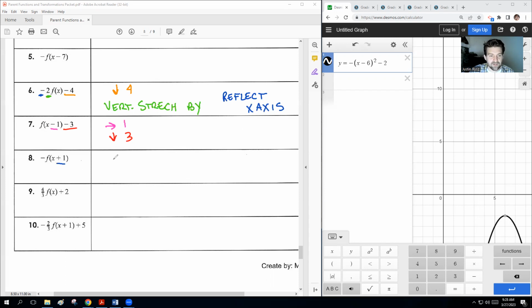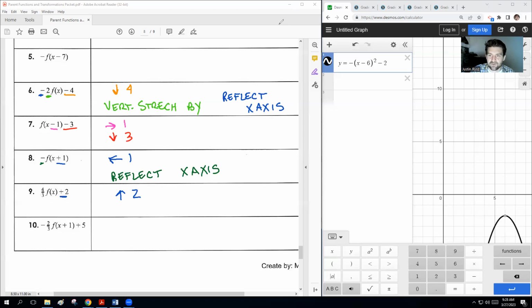All right, here we go. Got a +1. So that is going to the left one. And then the negative on the outside, remember negative on the outside reflects. The negative is going to be doing some reflecting, and that's going to be over the x-axis. All right, let's see here. We got that 4/3. Well, let's take care of the +2. +2 is going to shift it up 2.